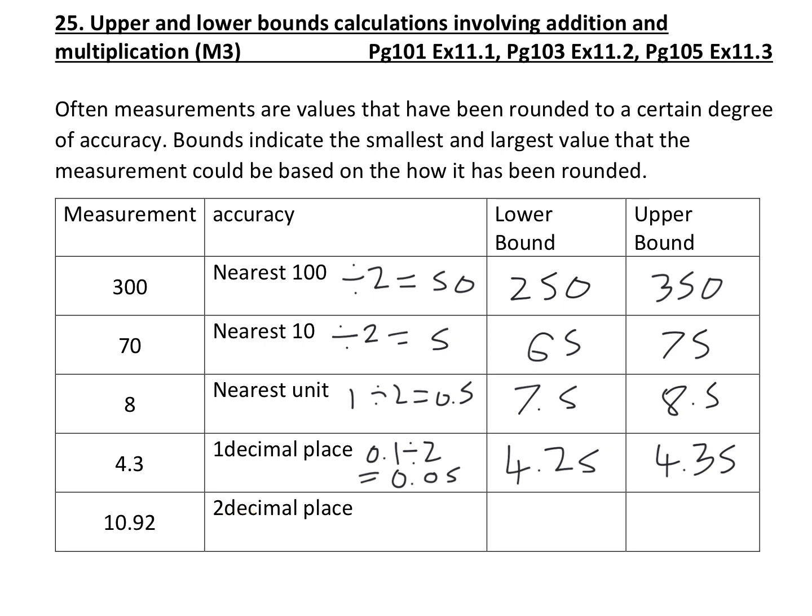10.92, it's been rounded to 2 decimal places. The second decimal place is 0.01. If we half that, we get 0.005. The lower bound would take that off, so 10.915, and the upper bound we add on, so 10.925.